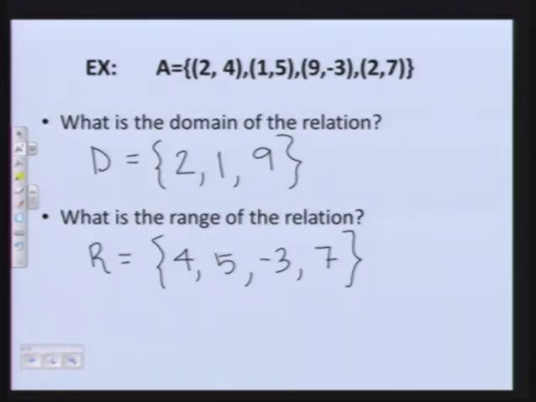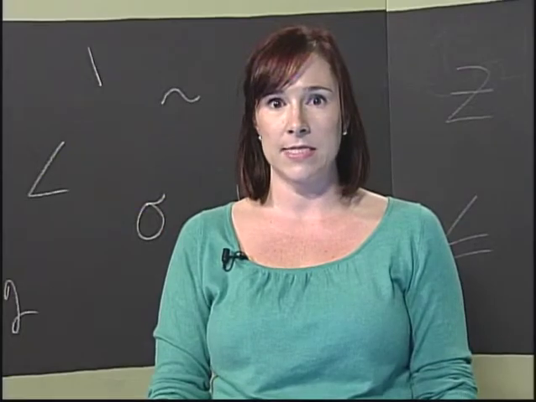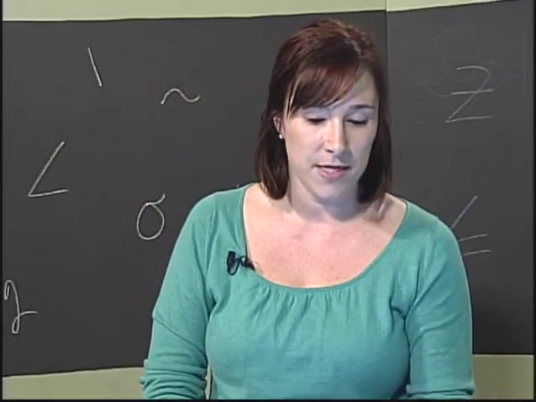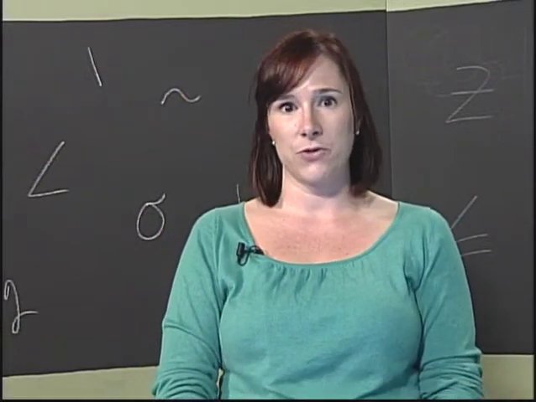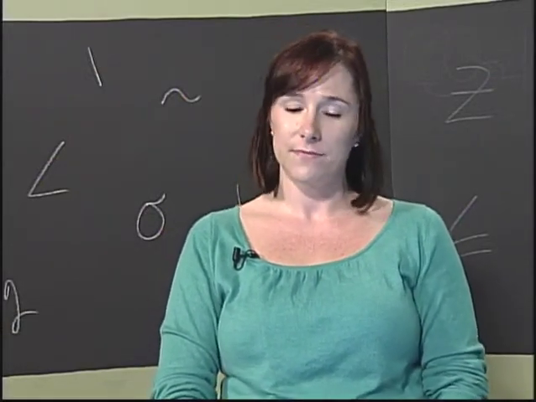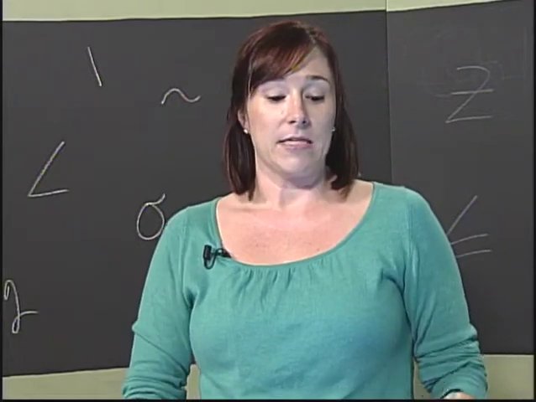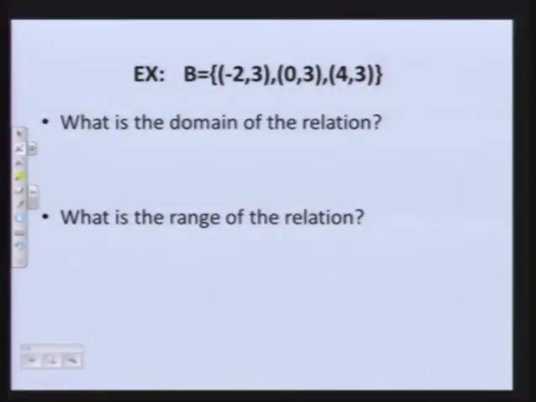So let's look at another one. If you want, you can stop the lesson. You can try this on your own and then come back when you have your answers and compare them to what we have. Okay, so what is the domain of relation B? I'm going to set up my little set. We look at the x values. We have -2, 0, and 4. That is going to be the domain of my relation.